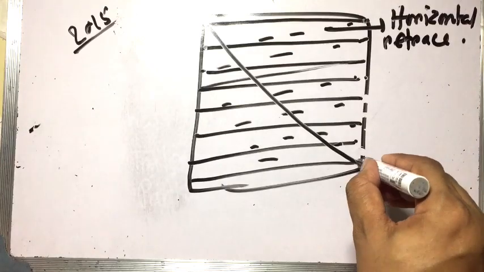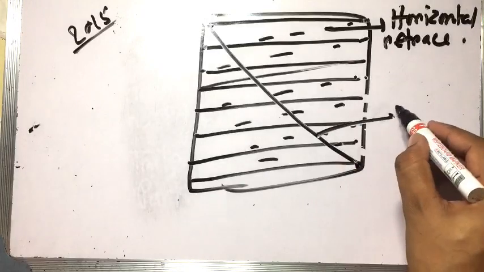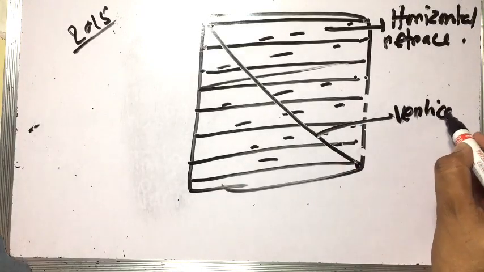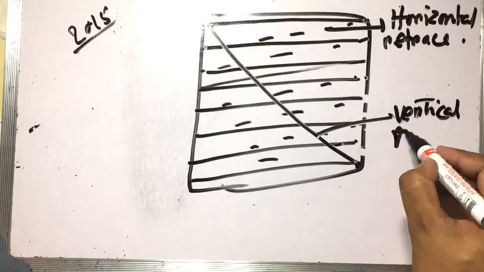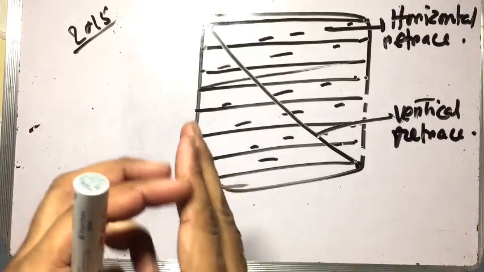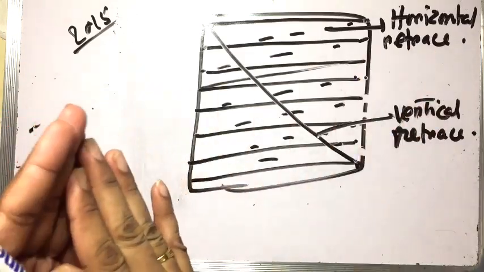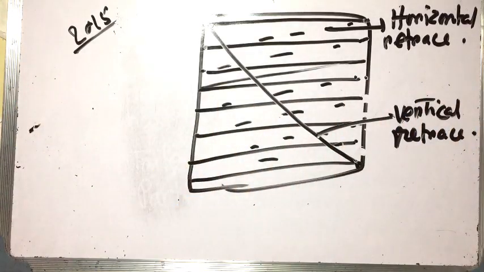And moving the electron beam from bottom to top is known as vertical retrace. So this is the raster scan system, and the scan line is a row scanning technique: one row scanned at a time.